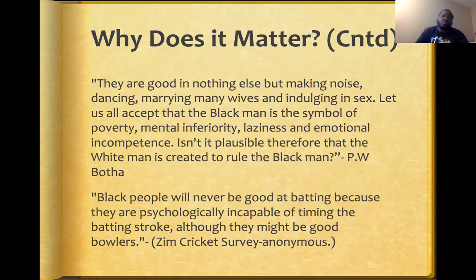They are good at nothing else but making noise, dancing, marrying many wives, and indulging in sex. Let us all accept that the black man is a symbol of poverty, mental inferiority, laziness, and emotional incompetence. Isn't it plausible, therefore, that the white man is created to rule the black man? And this is part of the justification of apartheid.